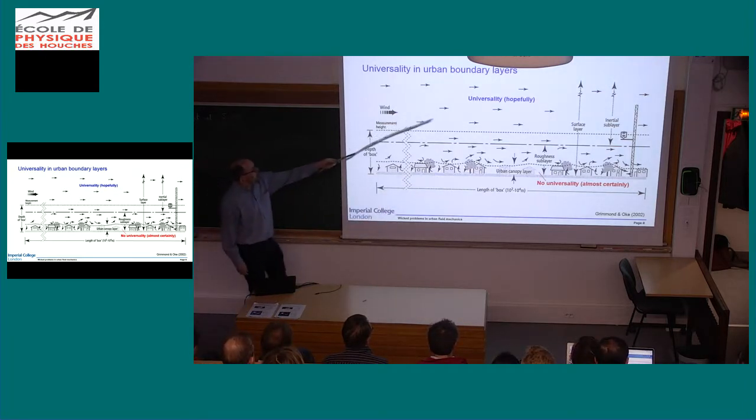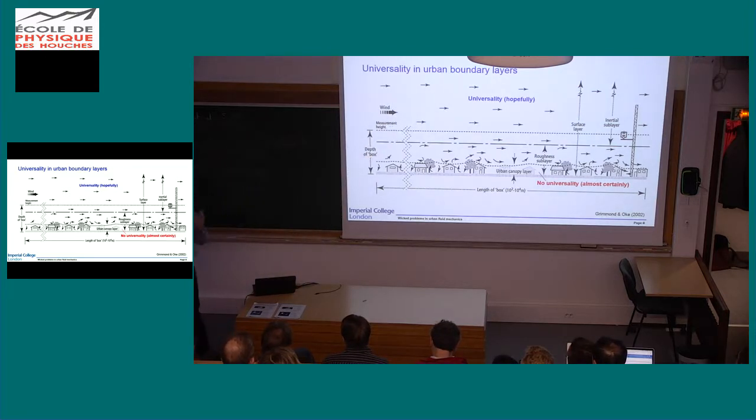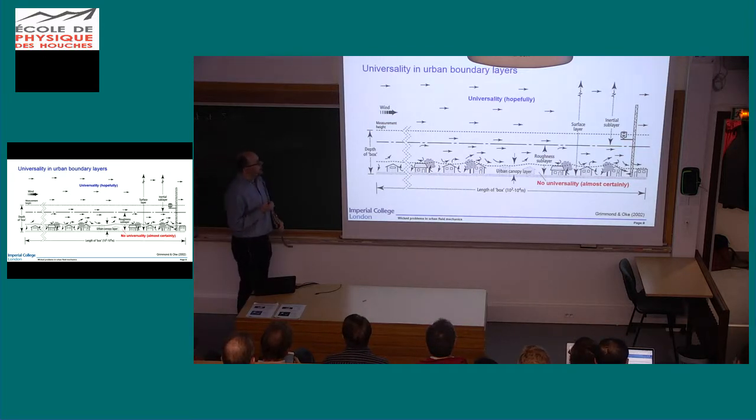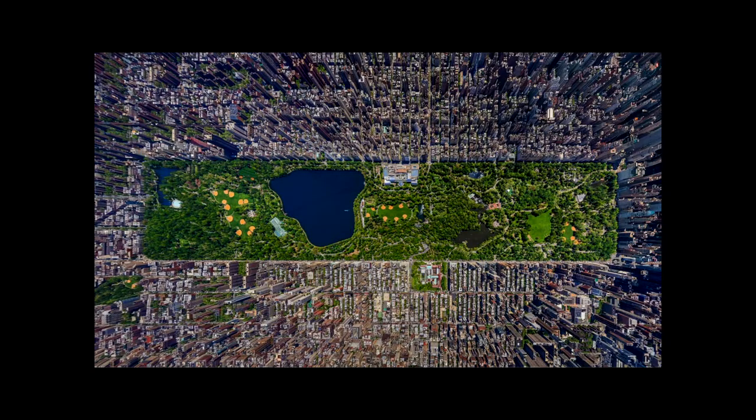So if you are out here, you might hope to get some universality, right? So the law of the wall, the Monin-Obukhov stability theory. But once you're in here, there's very little hope that you will get universal behavior. Yeah, this is the second problem.